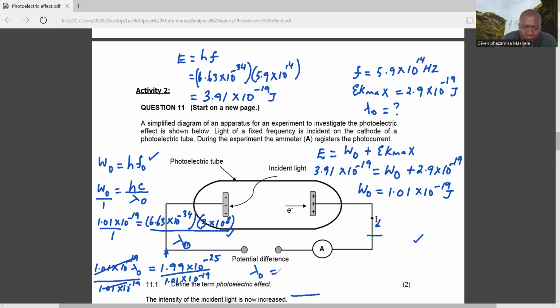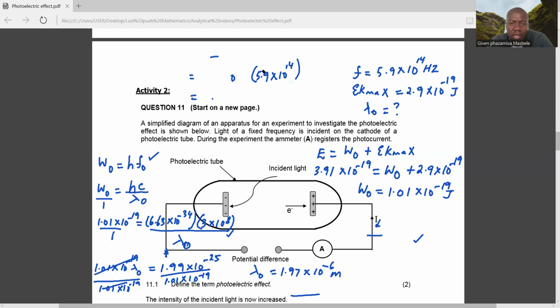So this will give us 1.97 times 10 to the power negative 6 meter. There are many ways to skin a cat, guys. So this is not the only approach. So we've now answered the question where they required us to calculate the cutoff wavelength. We can even make a direct substitution rather than just writing it separately.